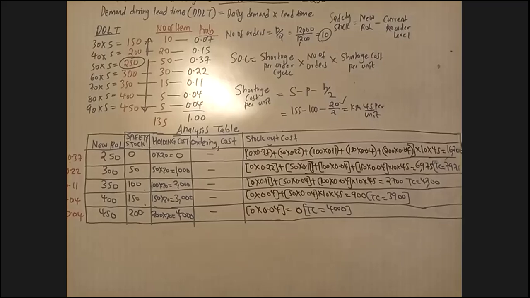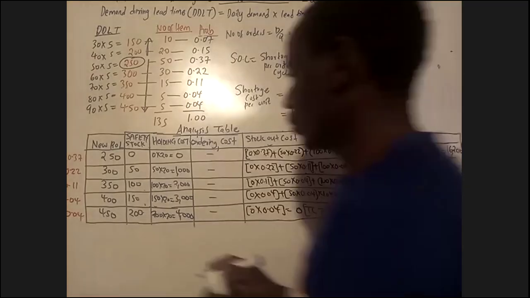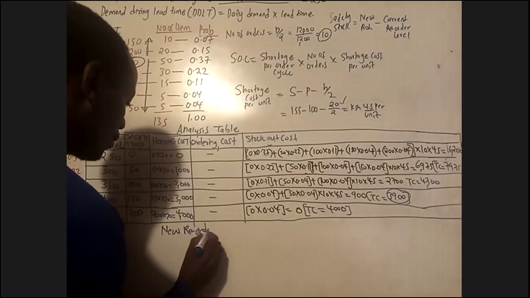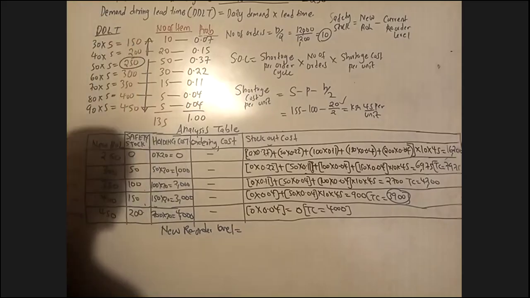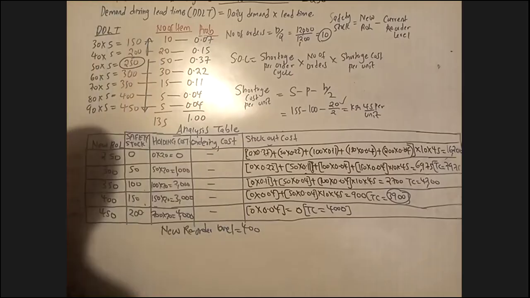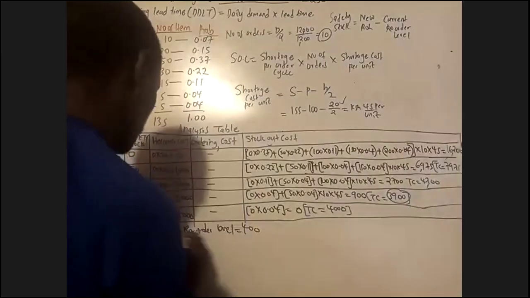So which one has the minimum cost? Yes. 3900. Now, new order level itakuwa ngapi from that level? New order level from that level ndio hii hapa. So our new order level ni 400. What else do we need? Our new order level, safety stock. What is our safety stock?